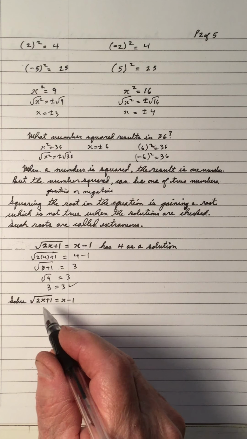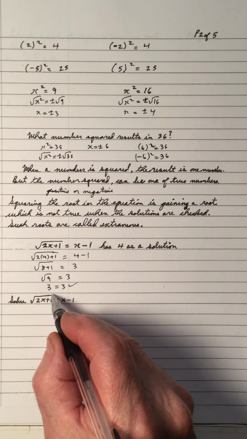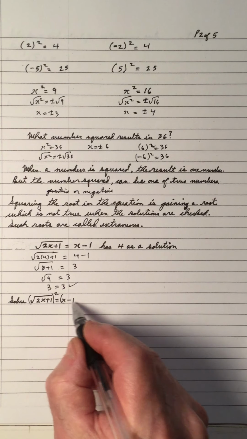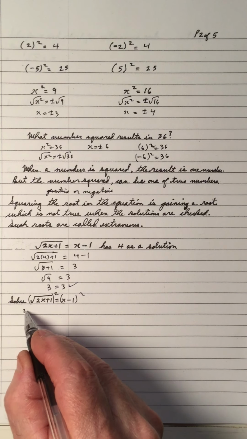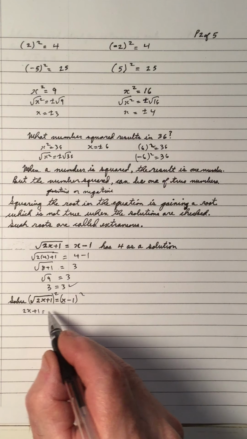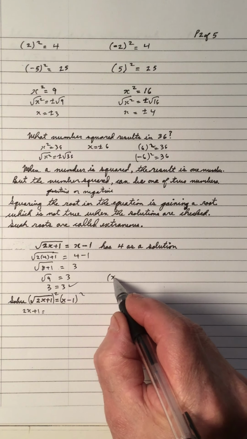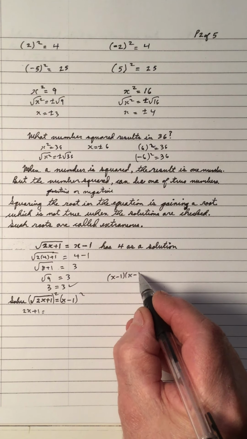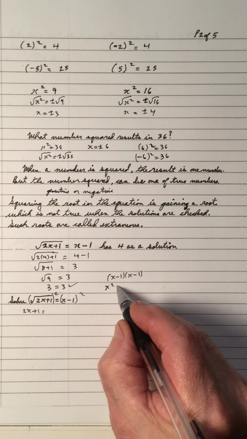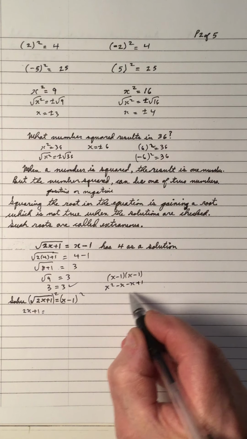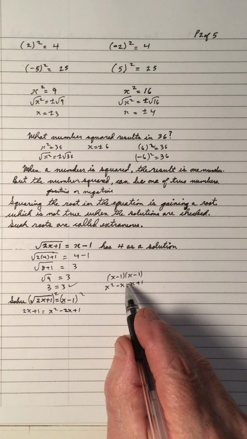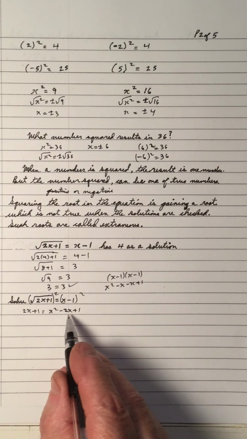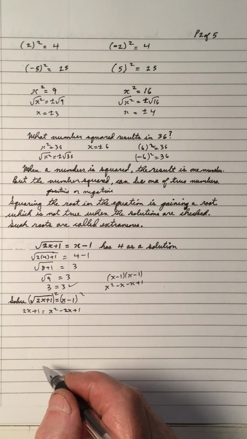algebraically. So the root is already isolated, so I'm going to square both sides. The square root of 2x plus 1, all squared, is 2x plus 1. And x minus 1 times x minus 1, by FOIL, is x squared minus x minus x plus 1, and that's x squared minus 2x plus 1. So I worked this out here and put the final simplification here. It just saves me space in working it out.